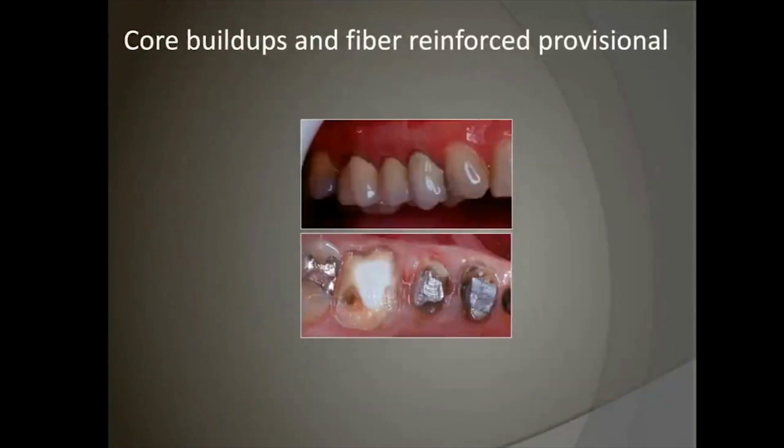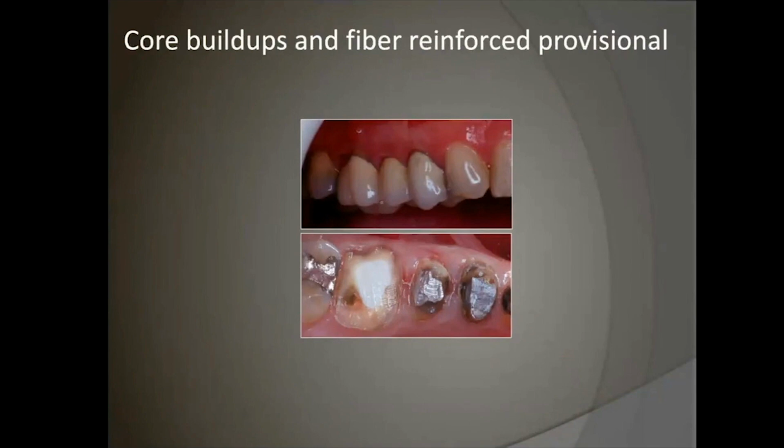How about core buildups and fiber reinforced provisionals? So here's a case where we have a tooth that has failed, the molar. It's had endodontics twice, and there's now a fracture in the mesiobuccal root. You can see that with the little abscess forming at the gingiva.